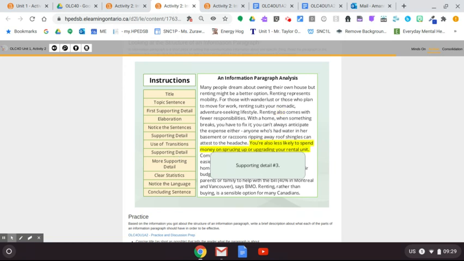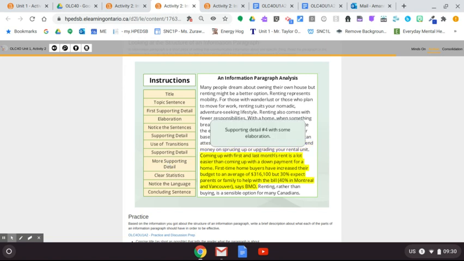So where's our next supporting detail? You are also less likely to spend money on sprucing up or upgrading your rental unit, which is true unless maybe you're a long-term rental. But yeah, if you are only going to be living there for a short period of time, for example, when I was renting the first time in Australia, I knew I was only going to be in the apartment for a year. There wasn't anything that I was sprucing up in that apartment because I wanted to be able to save my money to go and travel. So there's a positive to renting as well.